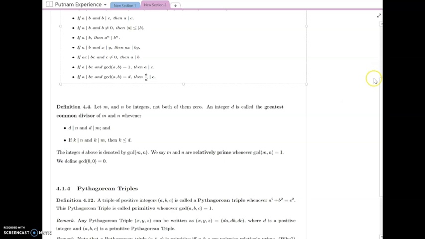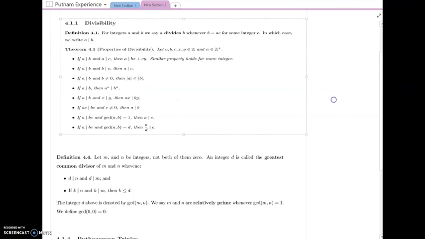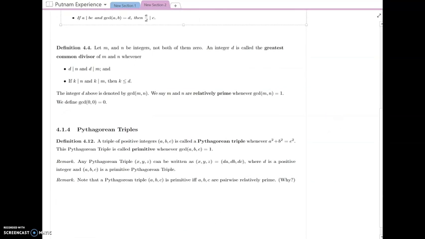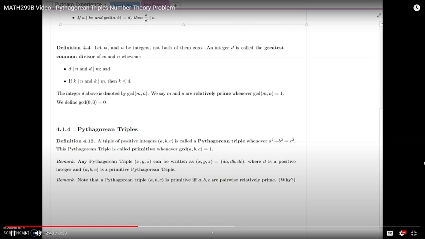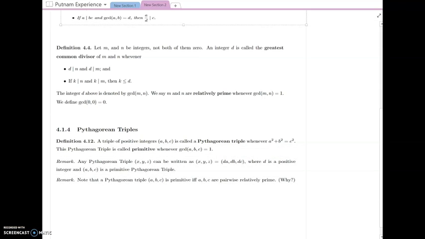And since this problem is like a Pythagorean problem, I thought it made sense to copy and paste the definition for this as well. It says a triple of positive integers a, b, c is called a Pythagorean triple whenever a squared plus b squared equals c squared. This Pythagorean triple is called primitive whenever the greatest common divisor of a, b, c is equal to 1. And then it starts to give some remarks that I felt were pretty useful.